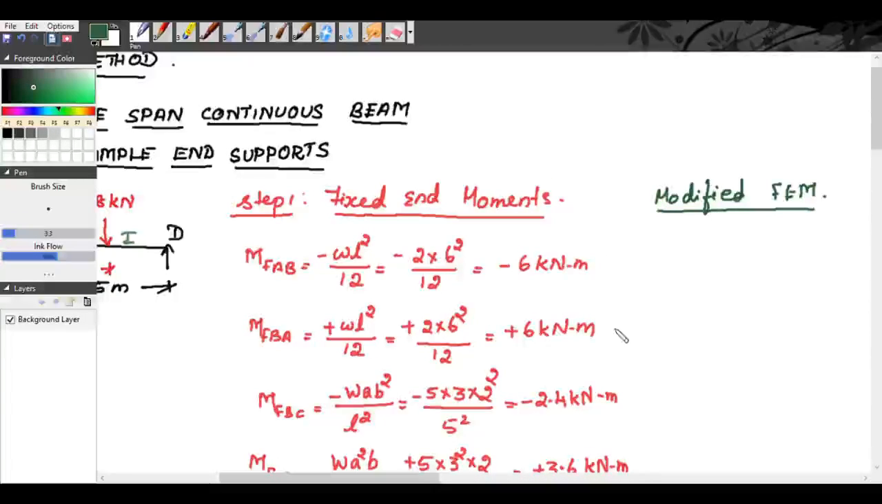So releasing this, M of BA becomes plus 6. So we are balancing half of this minus 6. M of AB becomes 0 while balancing this, and half of this is transferred to the neighboring joint B. M of BA becomes, okay, so the modified fixed end moment.